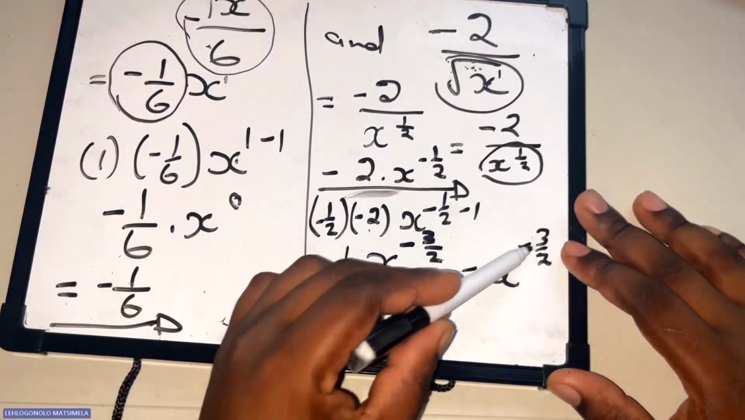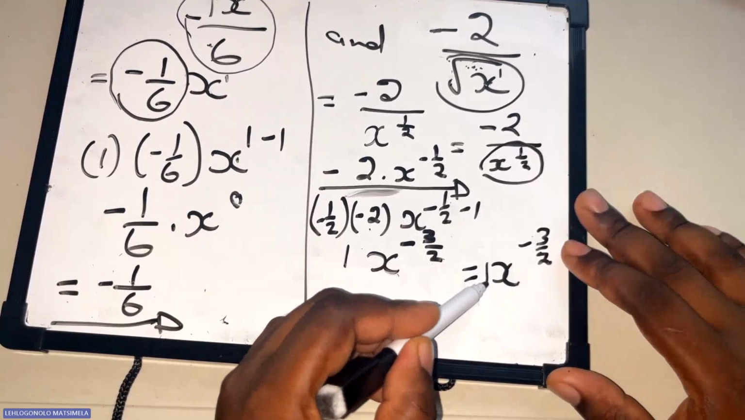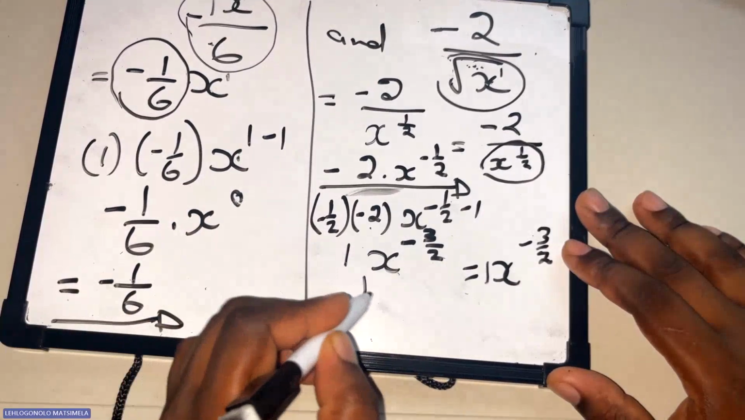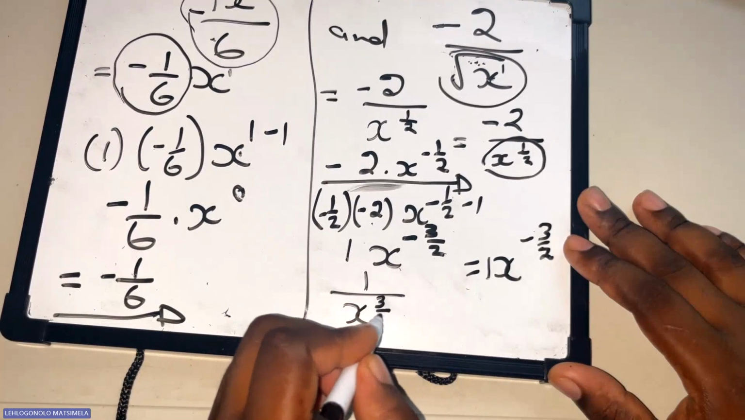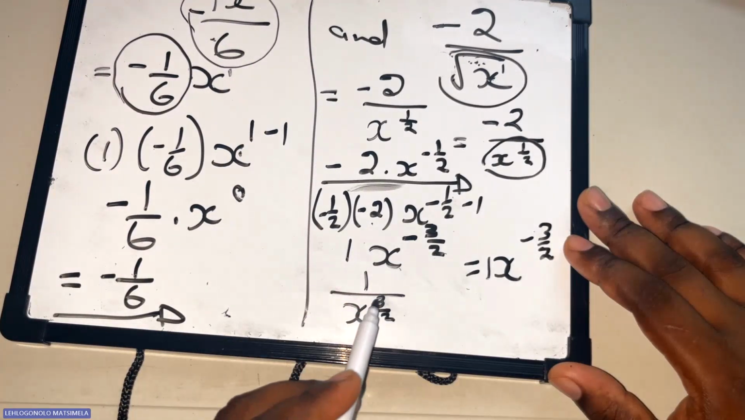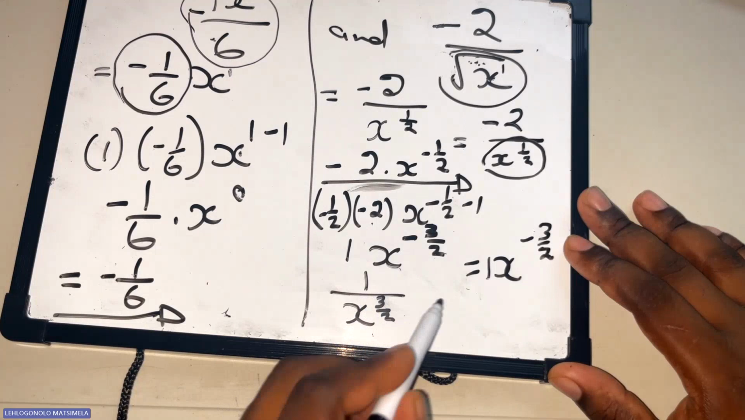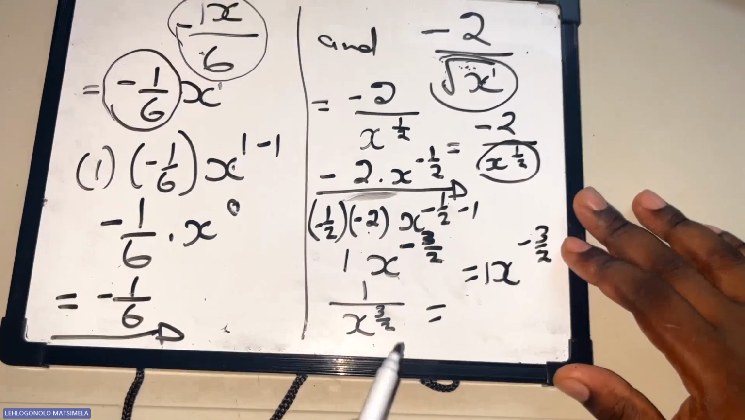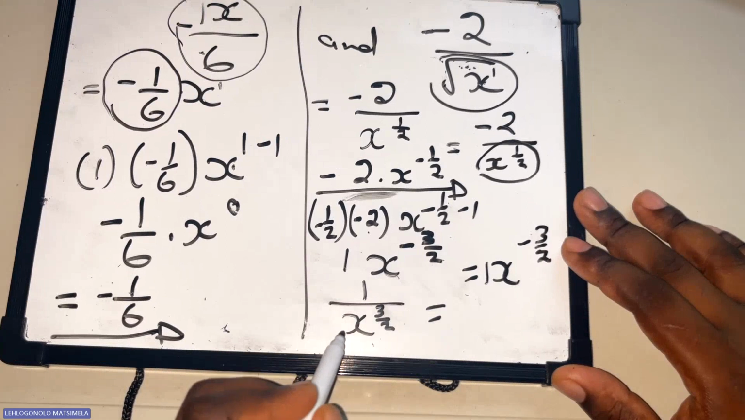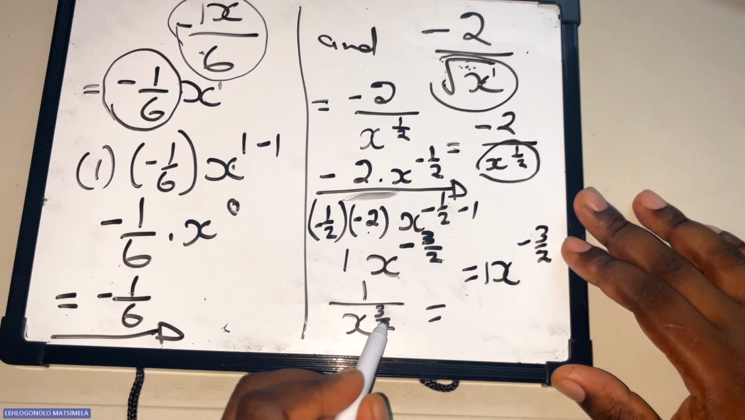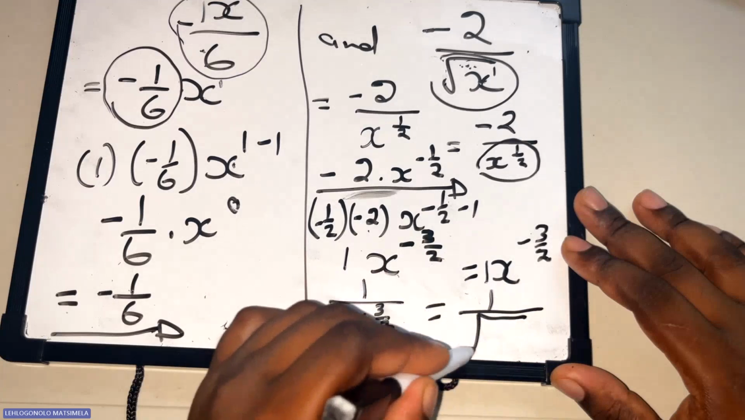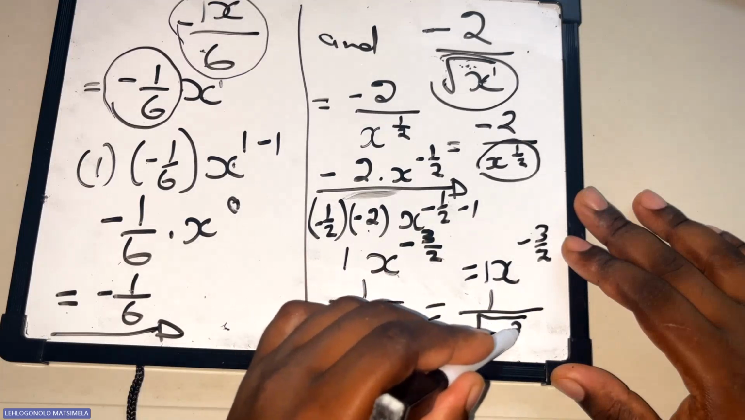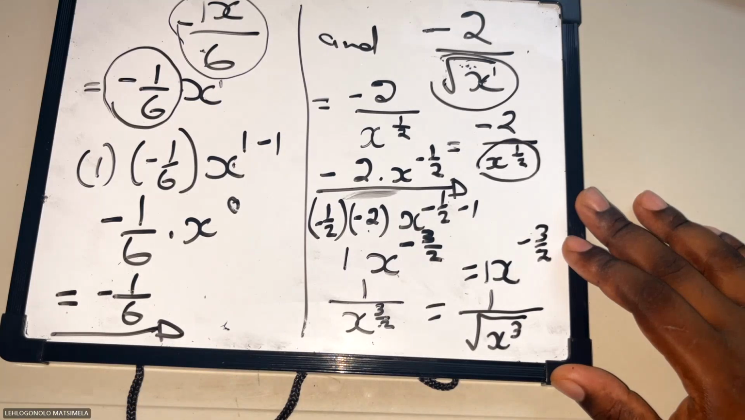So to rewrite this as a positive exponent, here the coefficient is 1. So I will have 1 divided by, I send it back to the denominator as a positive exponent. It's 1 over x to the power of 3 over 2. And then the whole thing is equal to, I will have to convert 3 over 2 back to a square root. The denominator of the exponent is 2, which means it's a square root. Then I will have 1 over the square root of x to the power of 3. That is your answer.